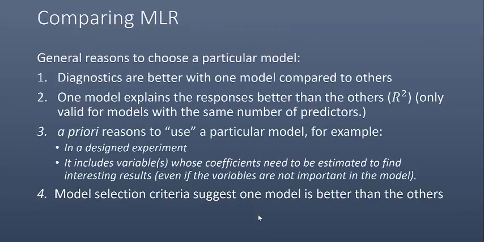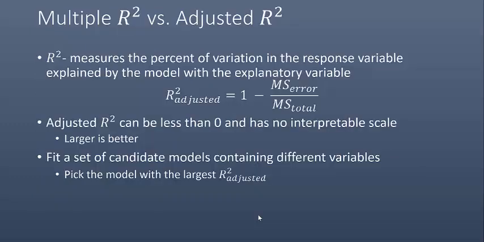When looking at different models, we'll want to choose a specific model because diagnostics are better with one model compared to others. One model explains the responses better than the others. Typically, we'd look at R-squared, but this is only valid for models with the same number of predictors. There may be a priori reasons to use a particular model, for example, a designed experiment includes variables whose coefficients need to be estimated to find interesting results. And also, model selection criteria suggest one model is better than the others.